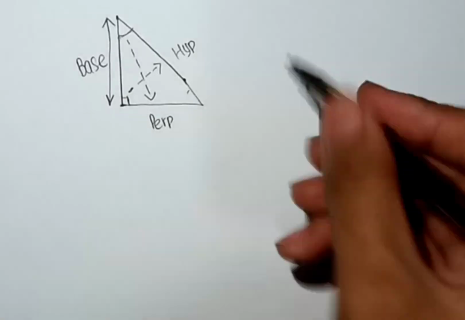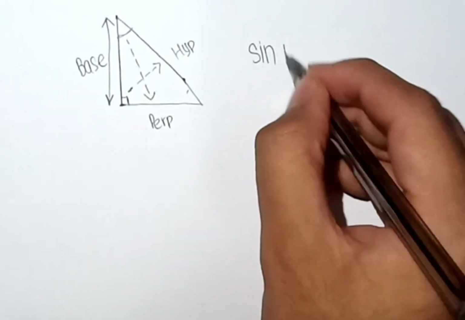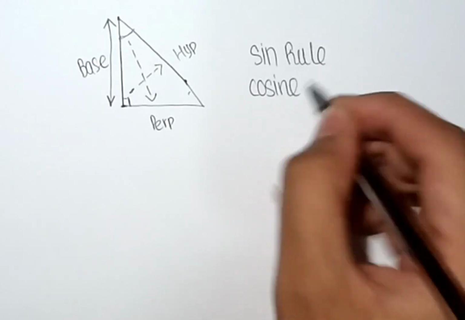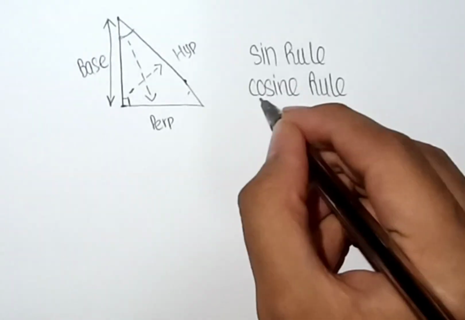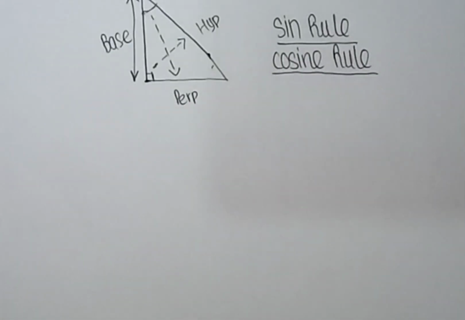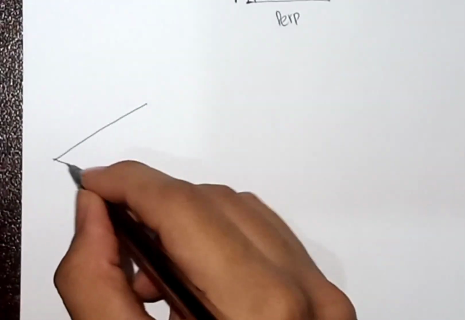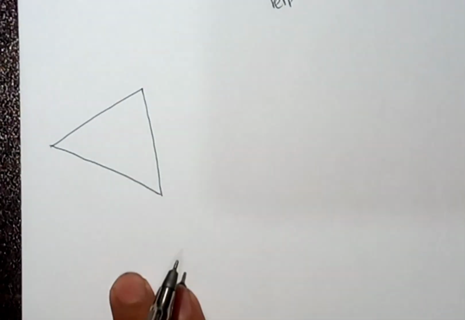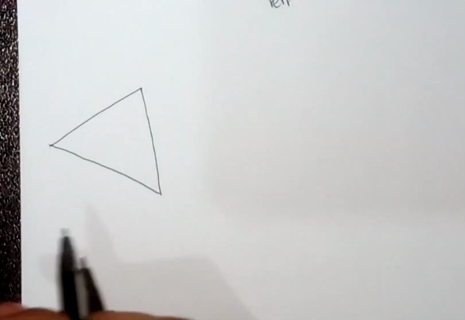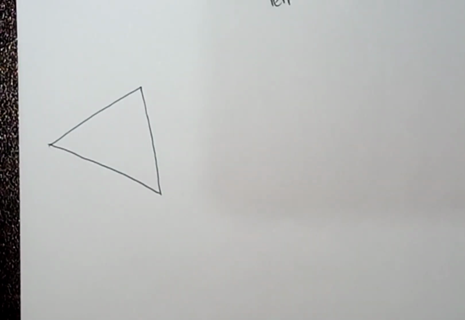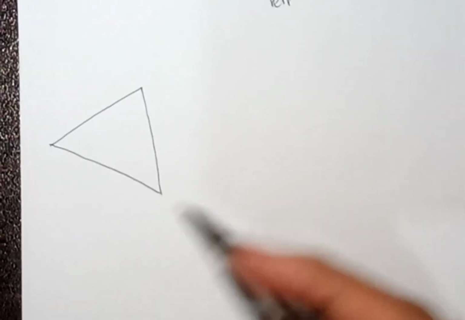Now we will understand the sine rule and the cosine rule. This is somewhat complicated to understand. For example, obviously this is not a right angle triangle. So if it is not a right angle triangle, how can we solve it? It's very simple, but you need to understand the situations.